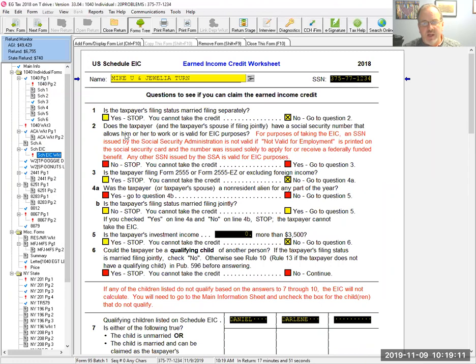The first question says, does the taxpayer and spouse have a social security number? They do. Was the taxpayer a non-resident alien of the United States? No. We didn't have any investment income greater than $3,500. We talked about that one. And the qualifying child, could they be of another person?